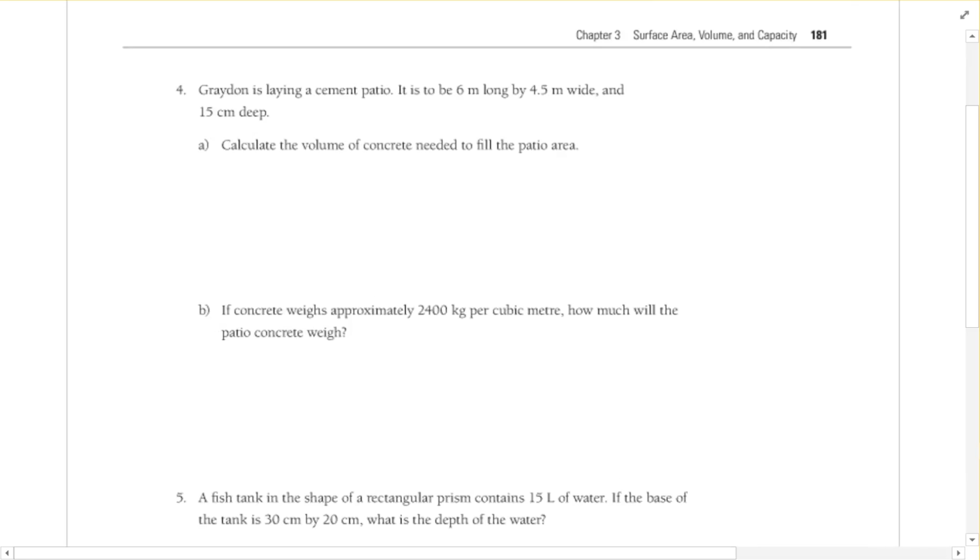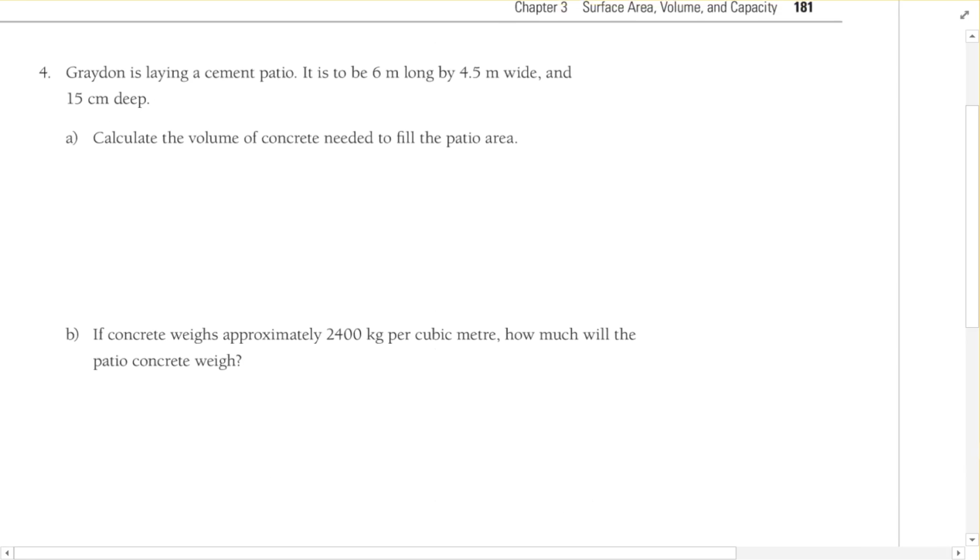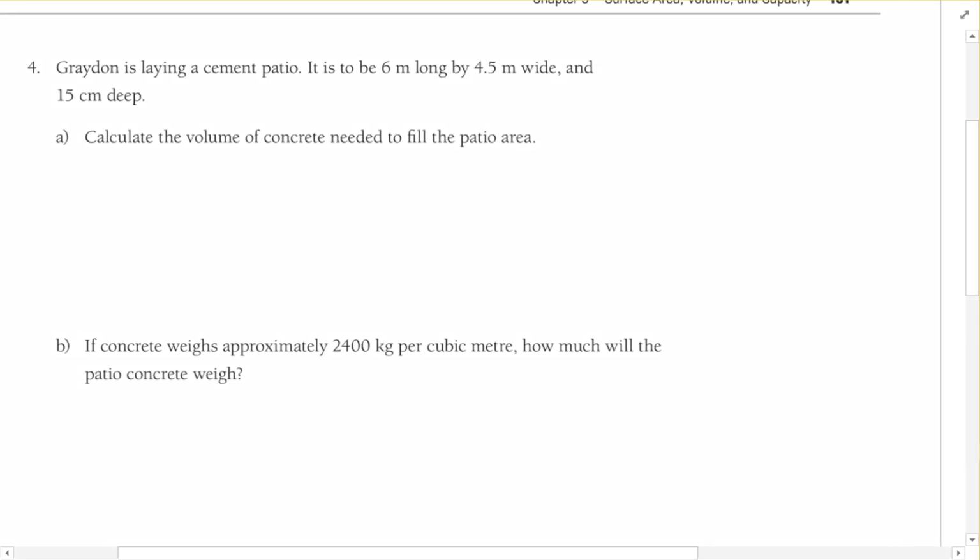Okay, number 4 says Graydon is laying a cement patio. It is to be 6 meters long by 4.5 meters wide and 15 centimeters deep. So I'll help you out with this one. I don't want you to get tricked on this one. Those all need to be the same.